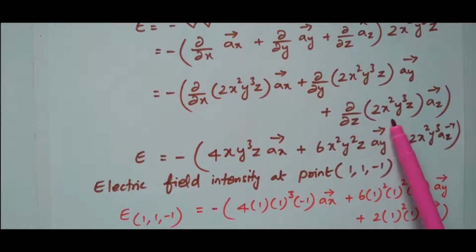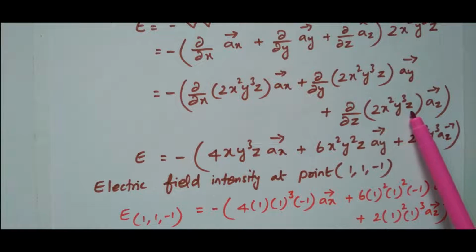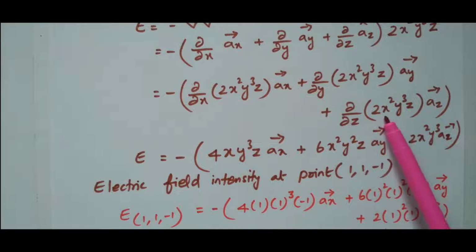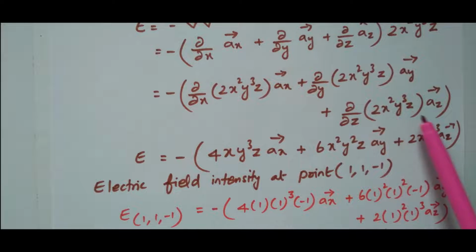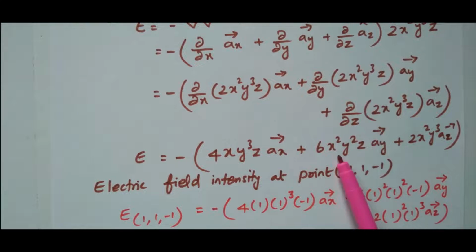Then differentiation with respect to z. Here z is available, so differentiation of z is 1. So only we have 2x square y cube into az vector. Here we differentiated with respect to x. That is, x square means 2x, y cube means 3y square, z means 1. Now we got the expression for E.